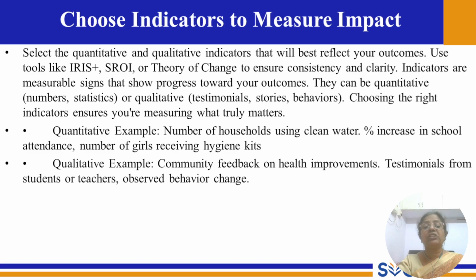Choose indicators to measure impact. Select the quantitative and qualitative indicators that will best reflect your outcomes. Use tools like IRIS Plus, SROI, or theory of change to ensure consistency and clarity. Indicators are measurable signs that show progress toward your outcomes. They can be quantitative or qualitative. Choosing the right indicators ensures you are measuring what truly matters.